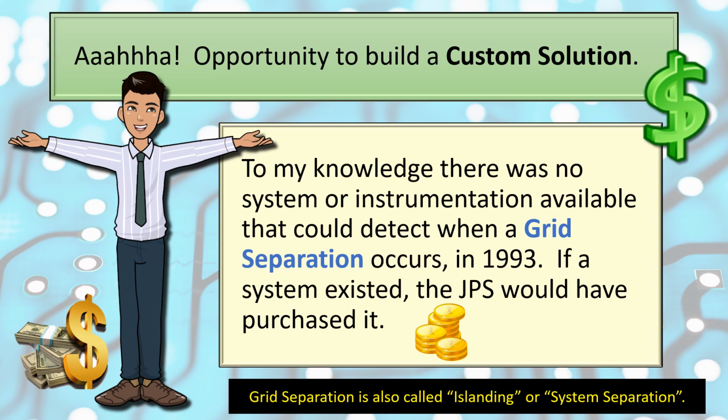So here was an opportunity to build a custom solution. To my knowledge, there was no system or instrumentation available that could detect when a grid separation occurs back in 1993. If a system existed, the JPS would have purchased it.